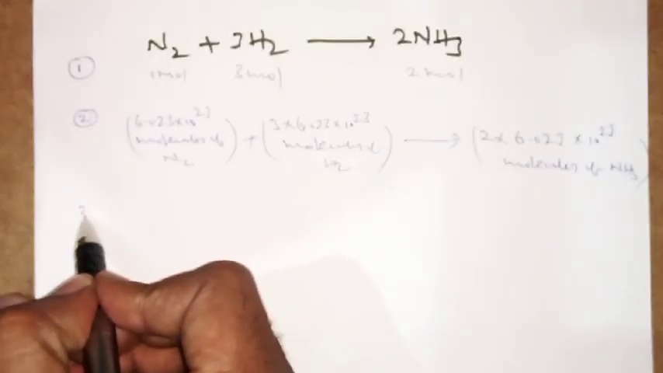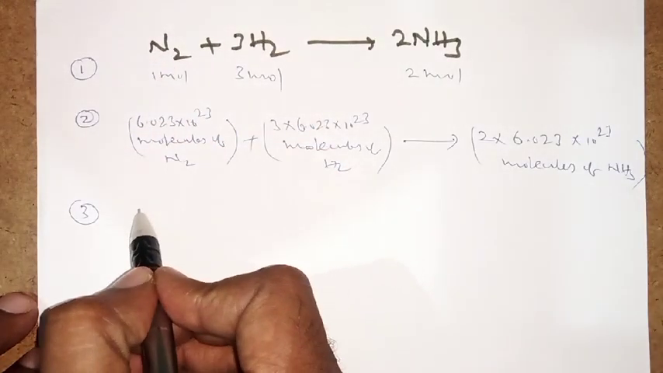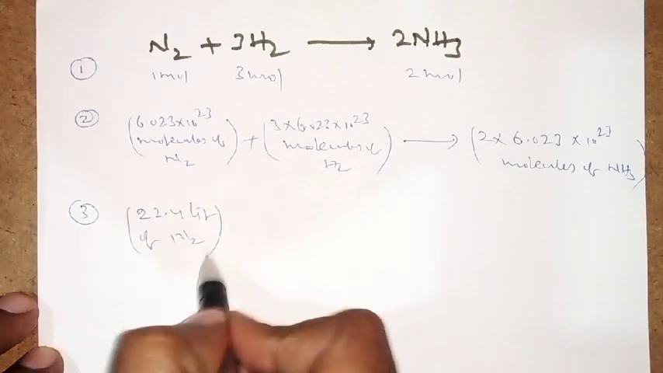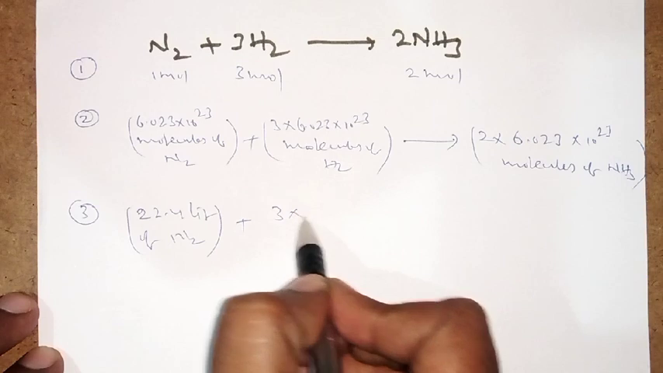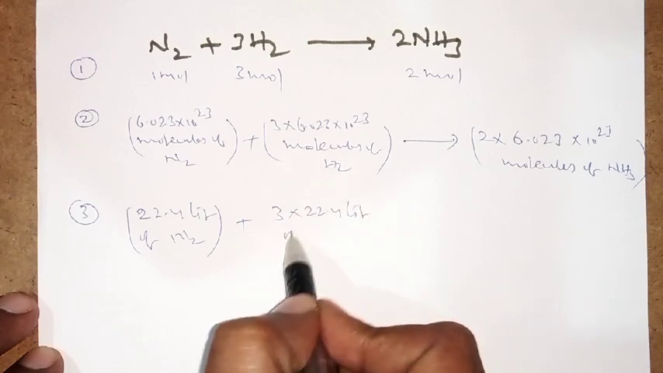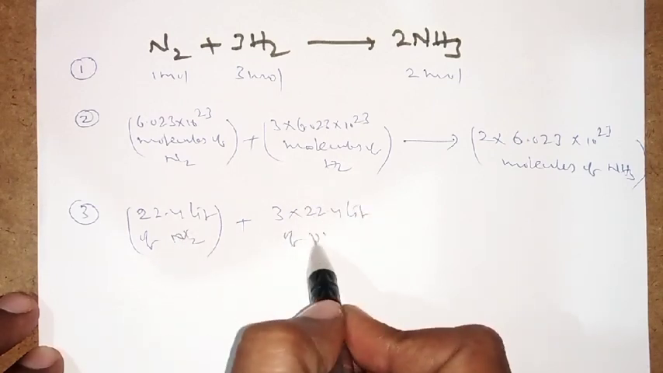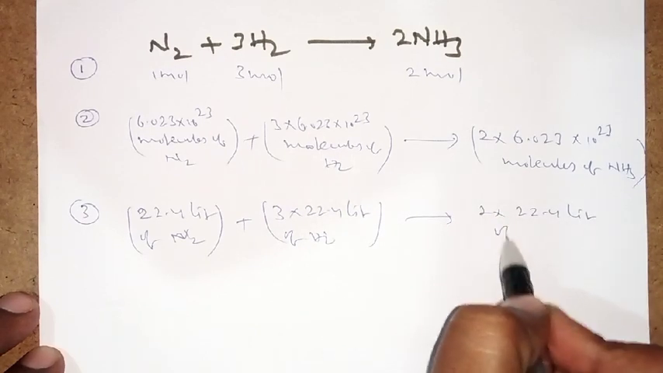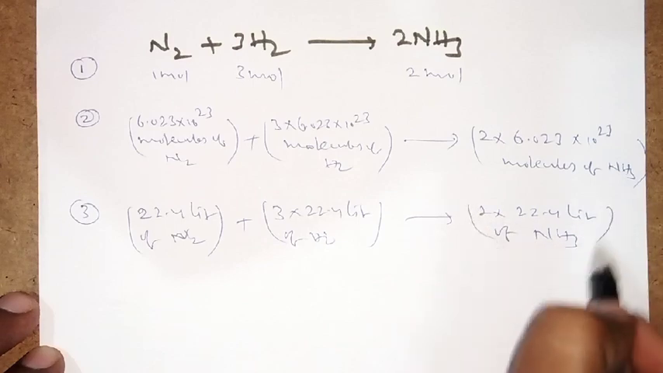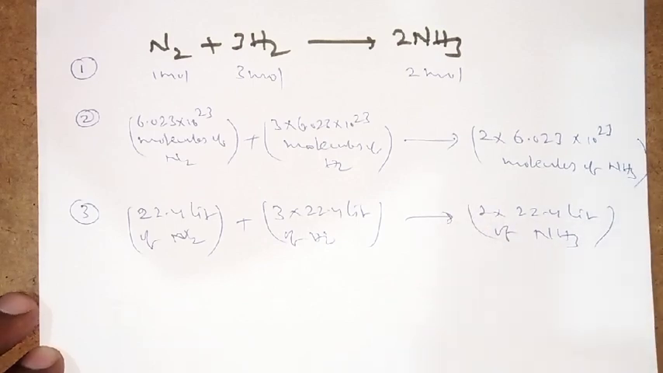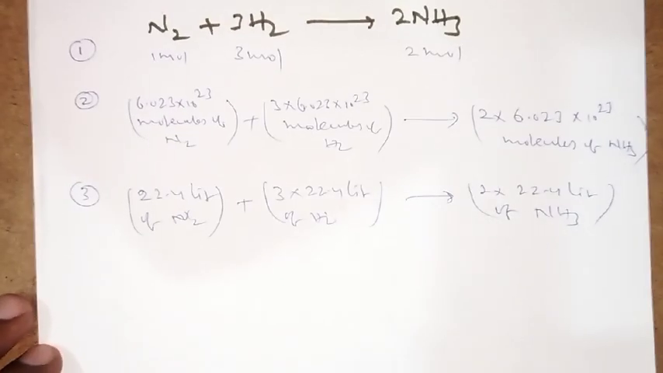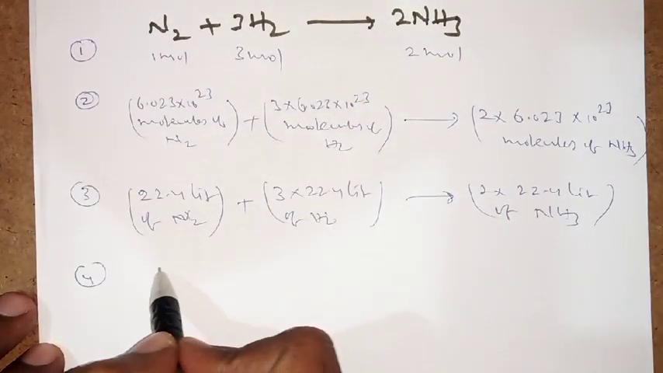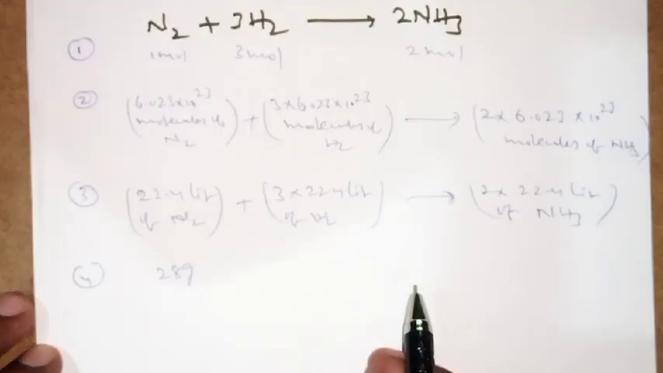Third one, what I said to you, in terms of volume. So 1 mole is there. That means 22.4 liters of nitrogen reacts with 3 into 22.4 liters of hydrogen and gives 2 into 22.4 liters of ammonia. Is it okay? So this is the third way of analysis of mole. Fourth one is in terms of weight. See, the N2 weight how much? 28 grams. Gram molecular weight of nitrogen is 28 grams.